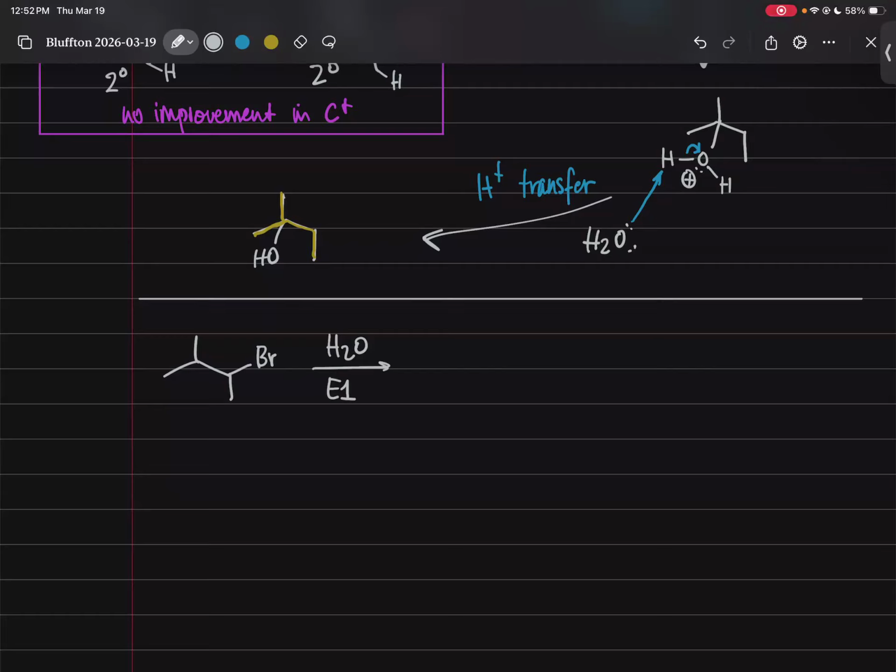You might ask, how do I know whether it's going to be an SN1 or an E1 reaction? I'm going to show you a chart that has all of that information, cheat sheet stuff, in a moment. For an E1 reaction, we start out the exact same way as an SN1, and that is with loss of a leaving group.